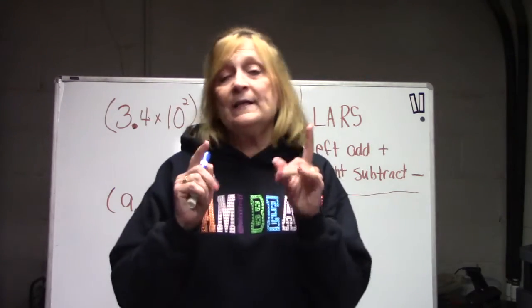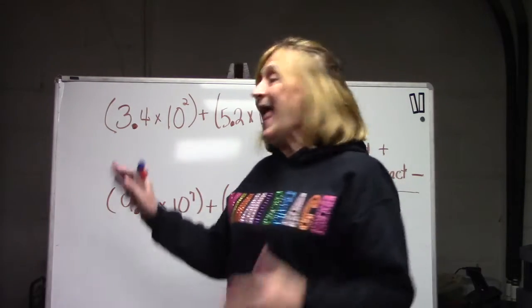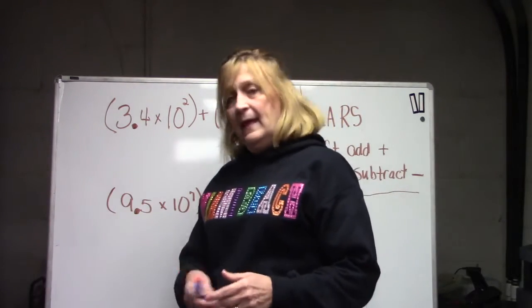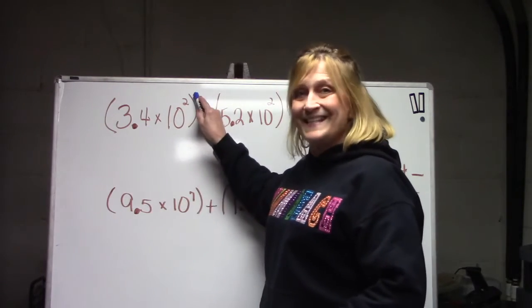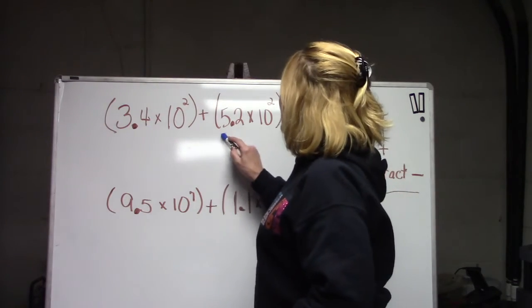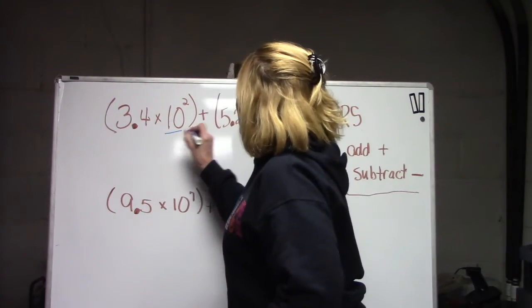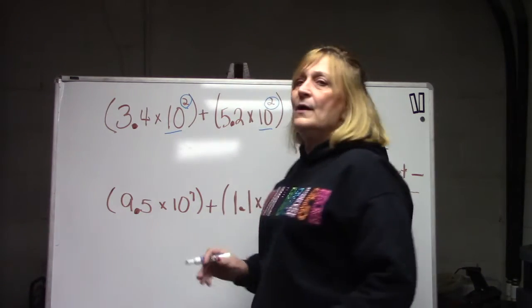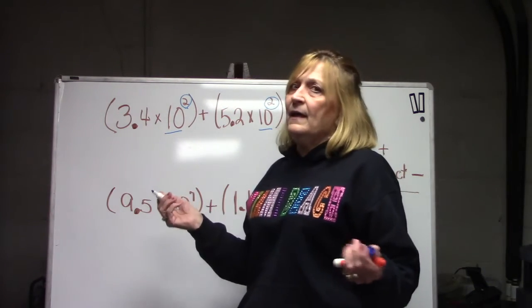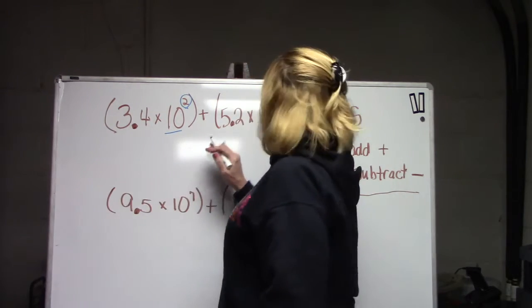Okay, today we're going to learn how we take scientific notation to be able to add two terms together. In our first example, we have 3.4 times 10 to the second power plus 5.2 times 10 to the second power. Well, they are both using base 10 raised to the second power. So there's nothing we have to do to this problem. We can just simply add these two numbers.